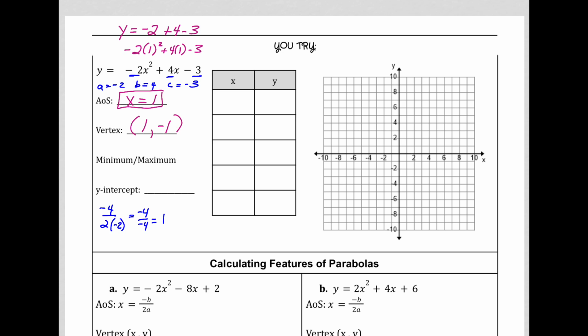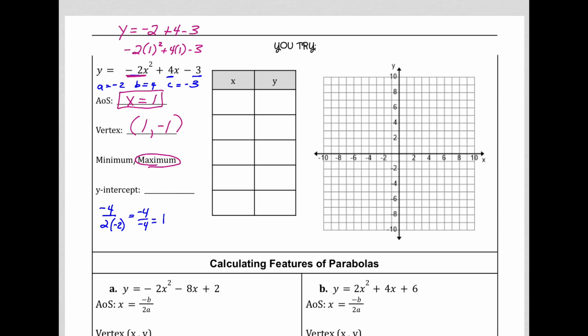And then if I look to that, is that a minimum or a maximum? If I take a look, my leading coefficient is negative, so that parabola is opening down. So that means that I have a maximum. That vertex is going to be the maximum point on my parabola.